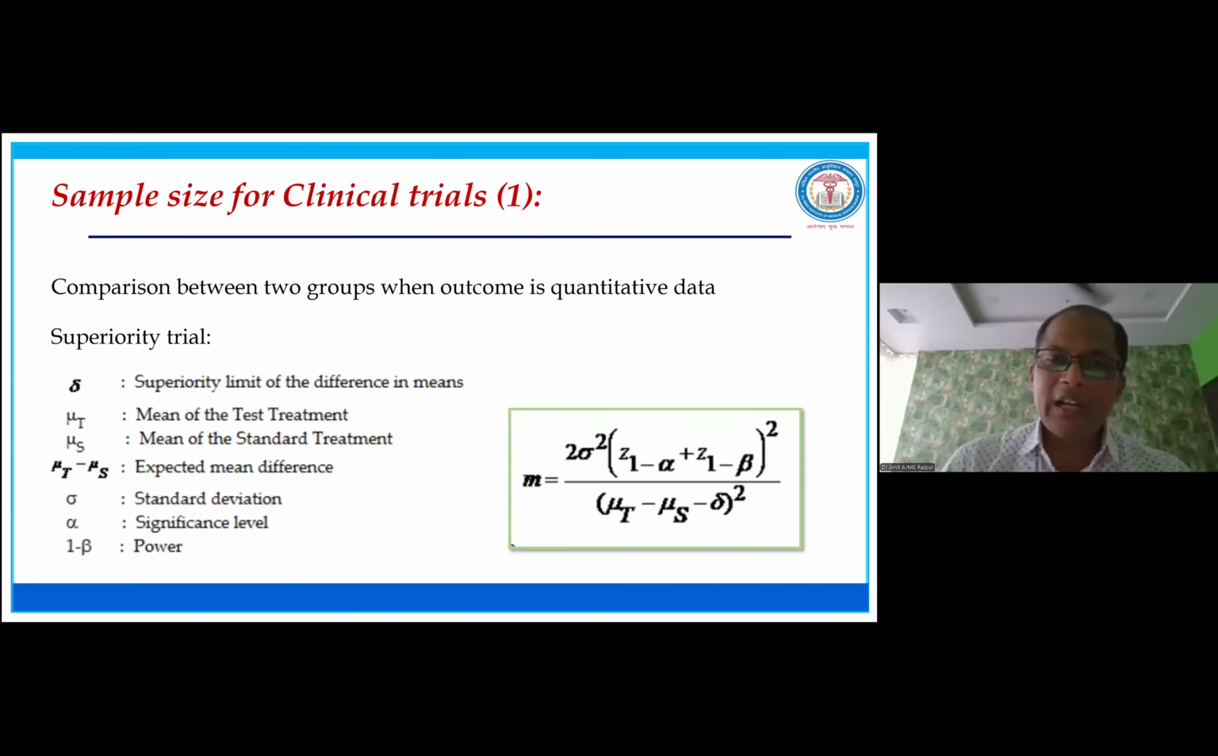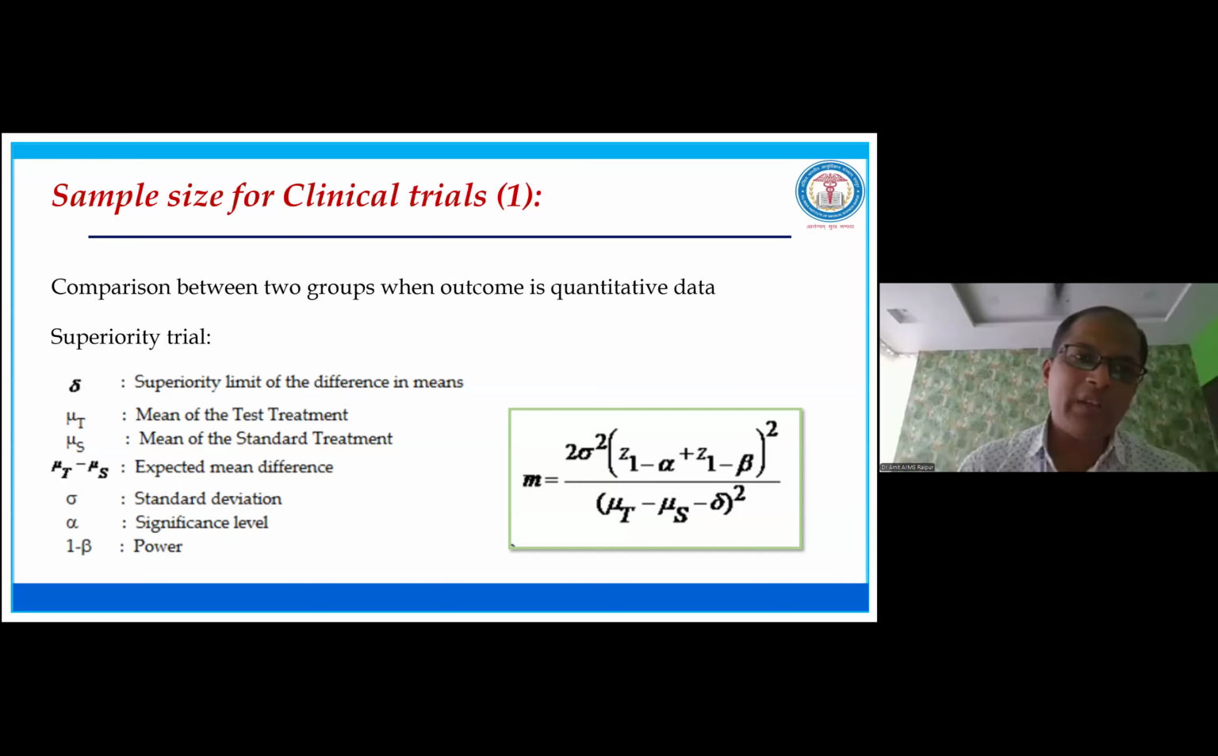For clinical trials, there are three different types: superiority trials, non-inferiority trials, and equivalence trials. There are slightly different formulas for these different types of trials. So this is the formula for superiority trial, if the outcome variable is quantitative data, that means we just want to measure the mean in the exposed group and in the unexposed group. In that case, this is the formula.